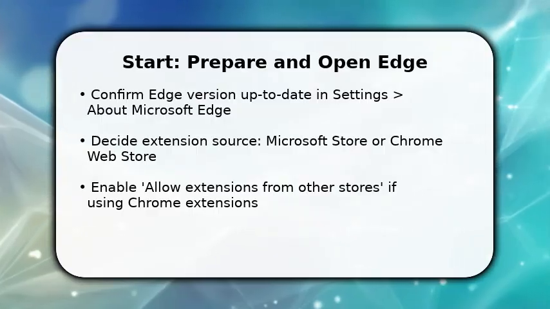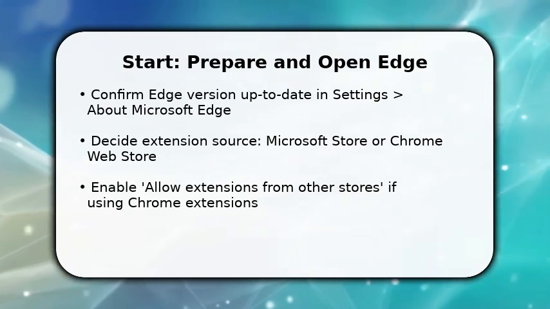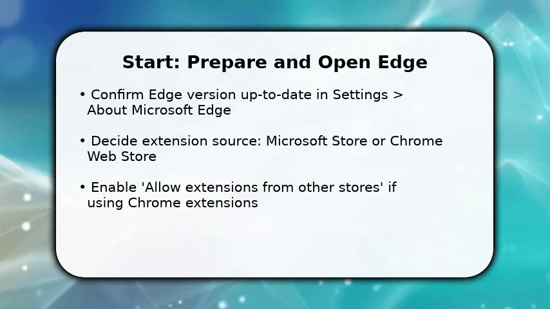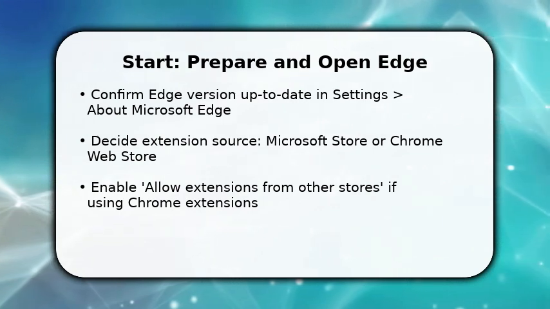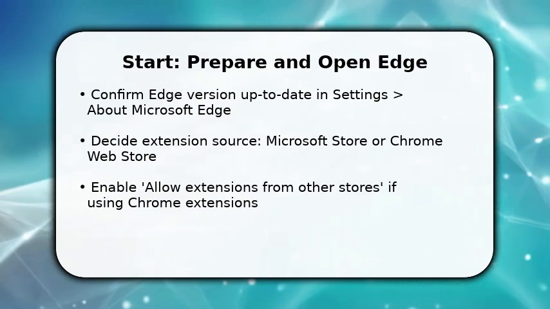You'll begin by verifying prerequisites and opening Edge so you can add an extension right now. First, check settings about to confirm Edge is current because newer builds handle extensions more reliably. Once done, open the Extensions menu from the toolbar. This is where you'll manage everything.